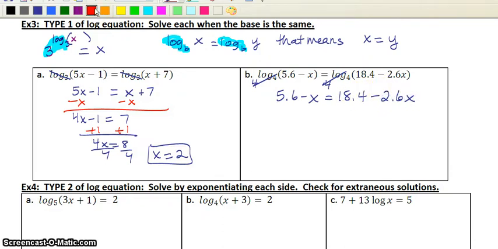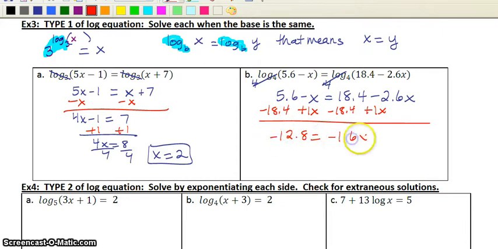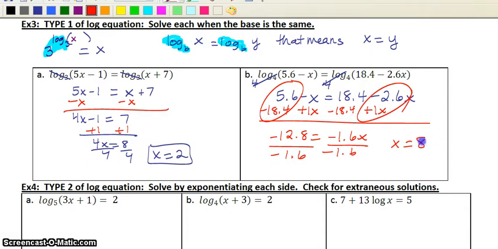I'm going to go through this faster than I did before, so again, make sure you ask me questions in class. This is me assuming that you are all pretty good at solving equations right now. I'm going to get all of my variables on the right side and my numbers on the left. I end up with negative 12.8 equals negative 1.6x when I combine like terms. Divide by negative 1.6, and I end up with x equals 8.